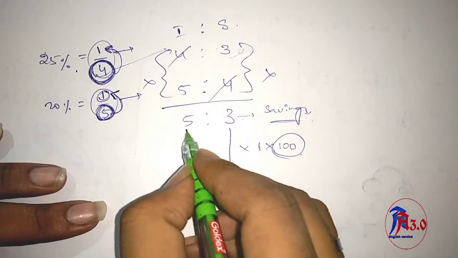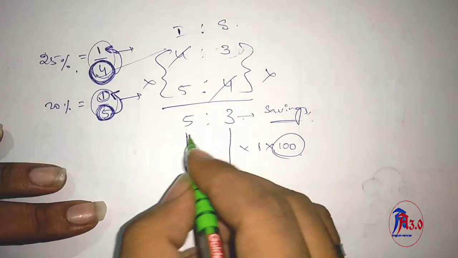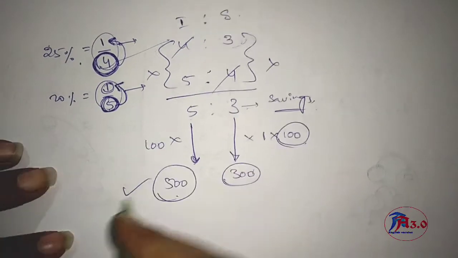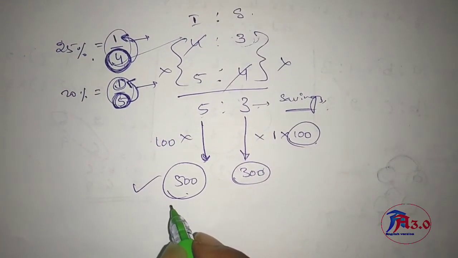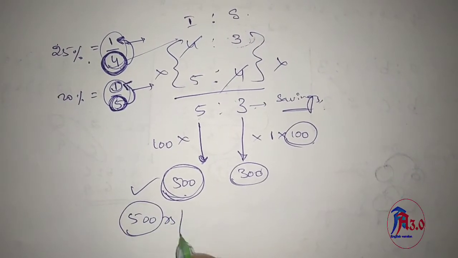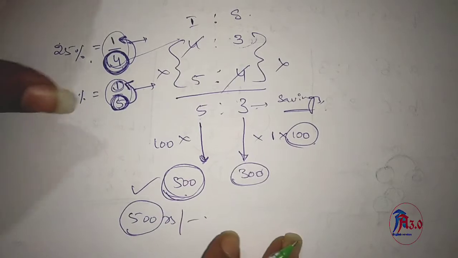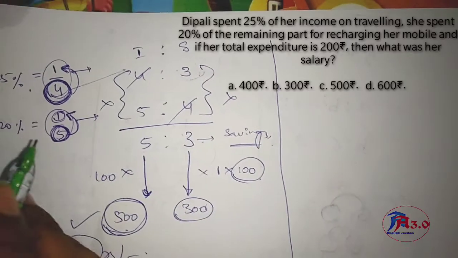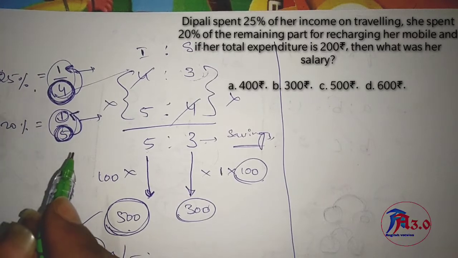What about 5 units? So 5 units value is 500. This is her total income. In the question he asked about the salary, the total salary. So her salary is 500 rupees. If the question is twisted, I am reading the question, see, compare both the questions.